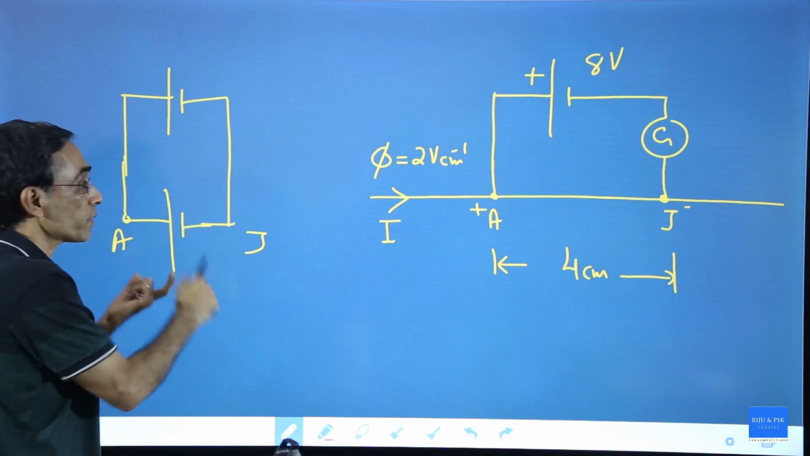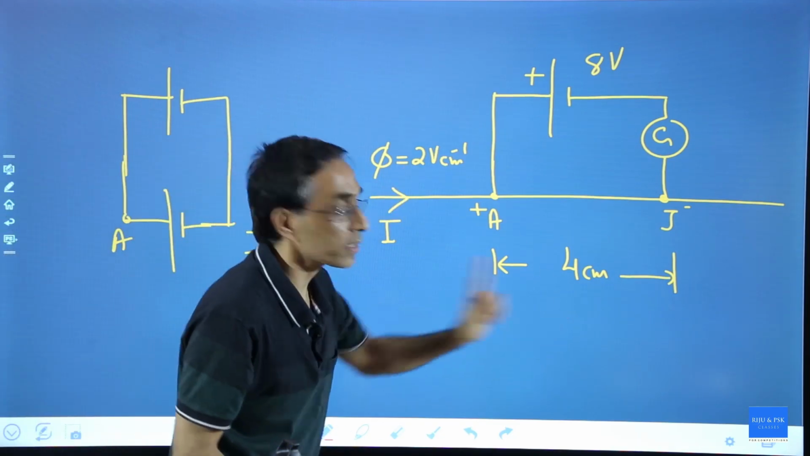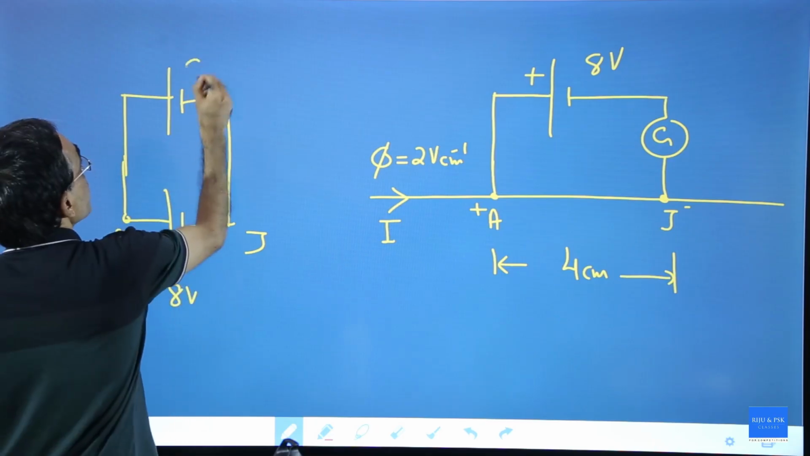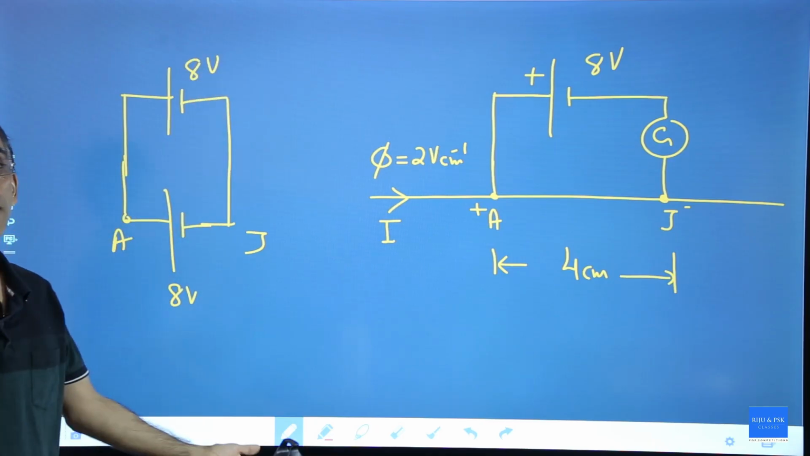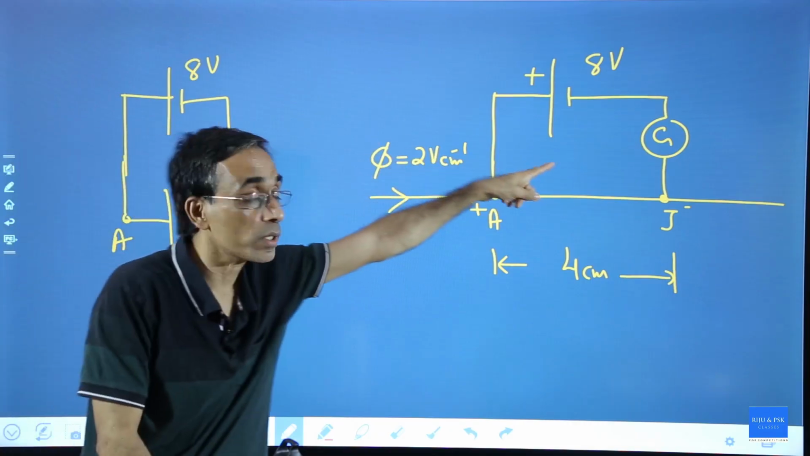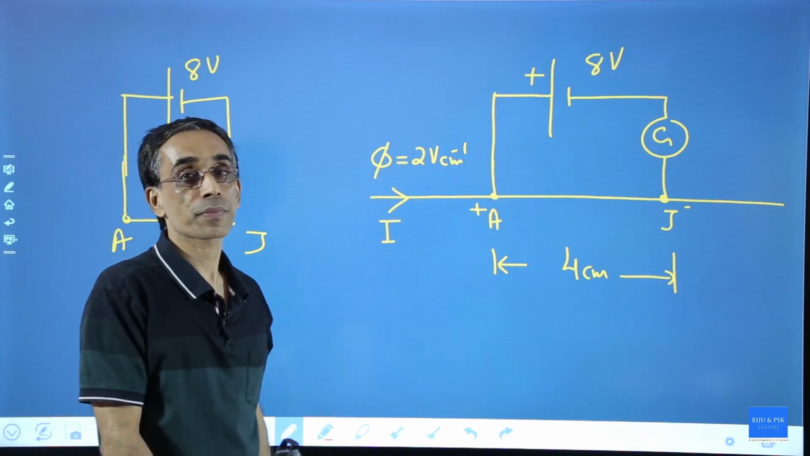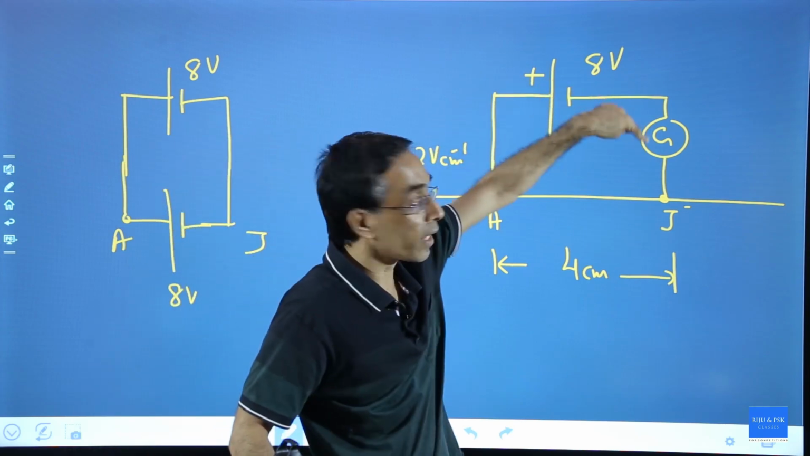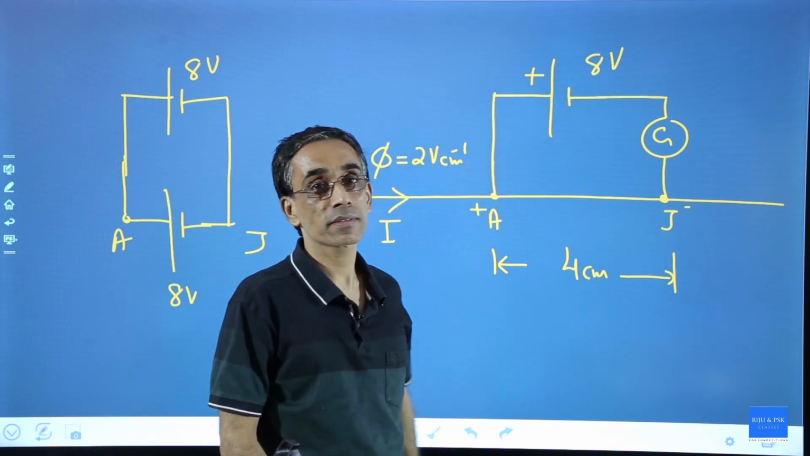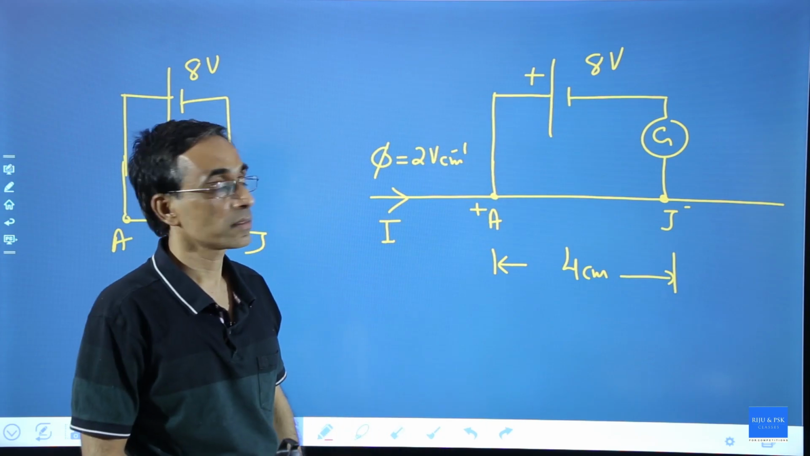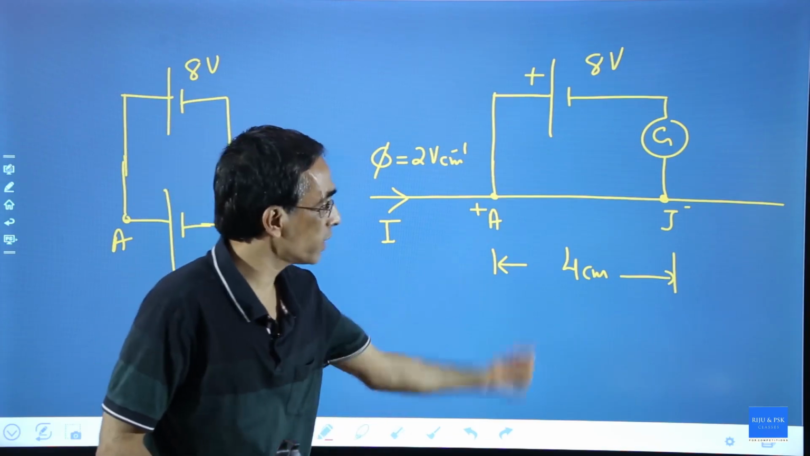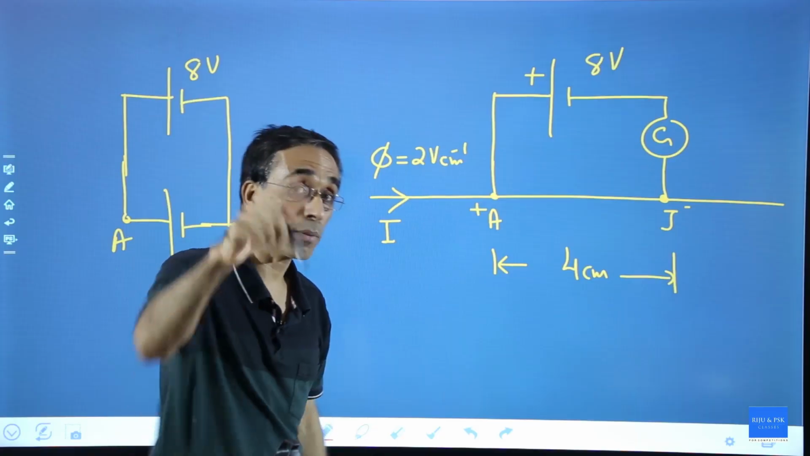And what is the voltage of the cell? Phi is given, length is given. How much is that? That will be equal to 8 volt. This is also equal to 8 volt. What will happen? No current will flow. Galvanometer will not show any reading. What is the reading of the galvanometer in this case? 0. Why? If you are able to explain this, then you know potentiometer even before you studied it.